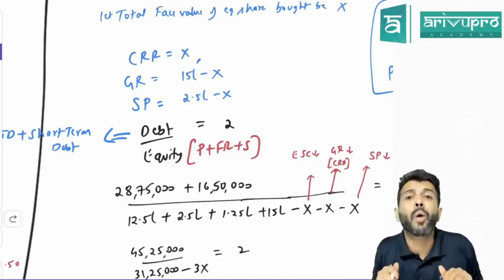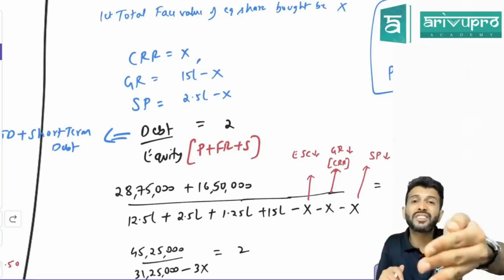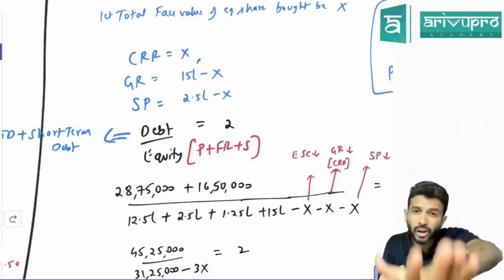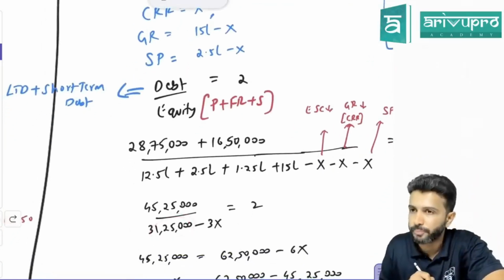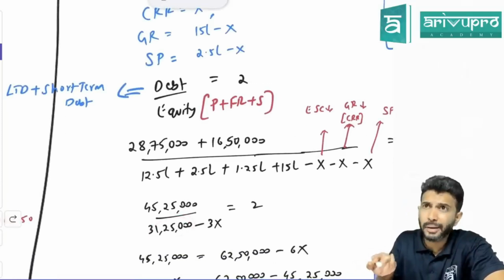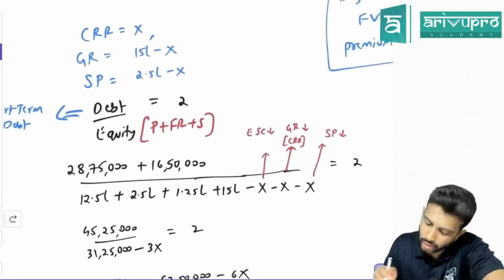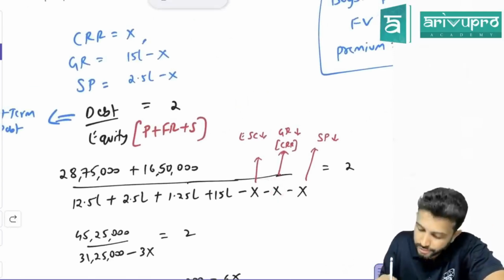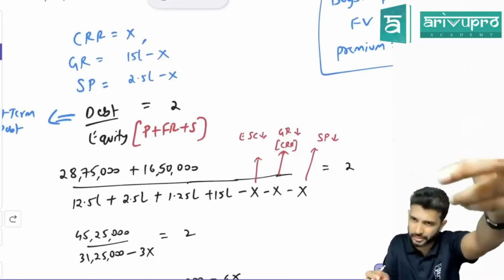So why did you reduce, sir? CRR you will create from what? You will create CRR from free reserve. When you create CRR, will free reserve balance be same or will it reduce? Reduce. This 31,25,000 includes free reserve also, no? After buyback, will free reserve balance be same or will it reduce? Reduce by what amount? X amount only. Hence, one more reduction. This is for general reserve or P&L reduction due to CRR creation.